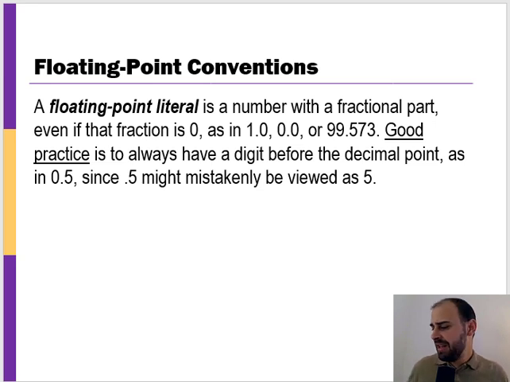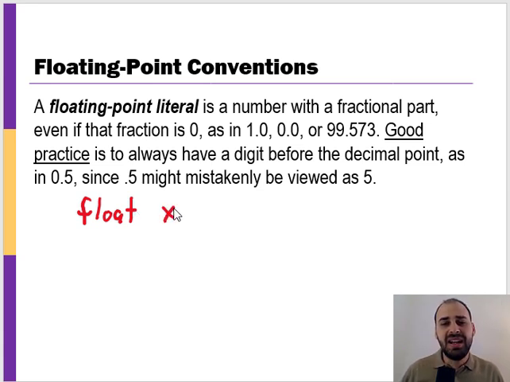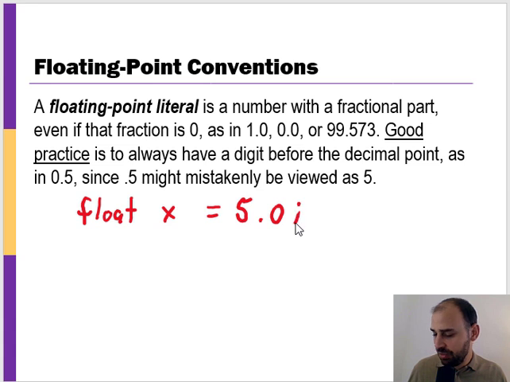Now, I want to point out that there are a couple of helpful conventions. If I'm storing a floating point number, say 5, good practice is to still write it with the decimal point and 0, 5.0. It makes it very easy for someone reading your code to acknowledge that this is indeed a floating point, being stored as a floating point number.